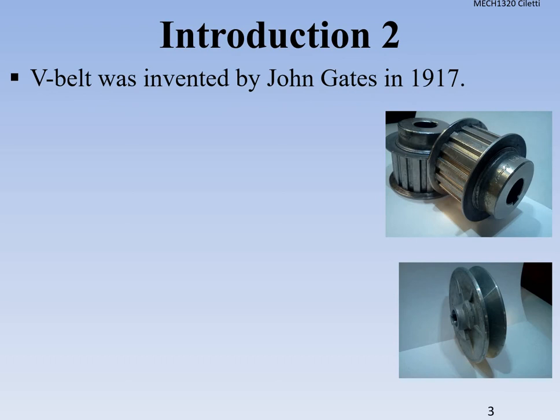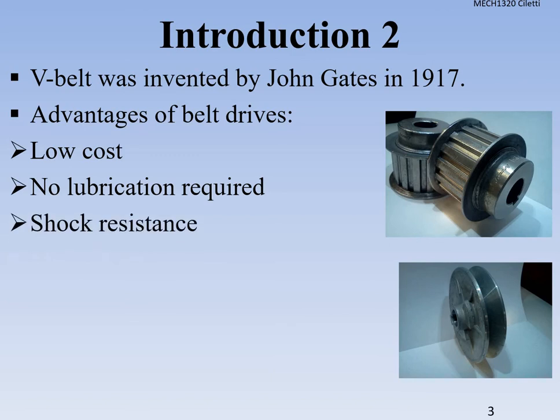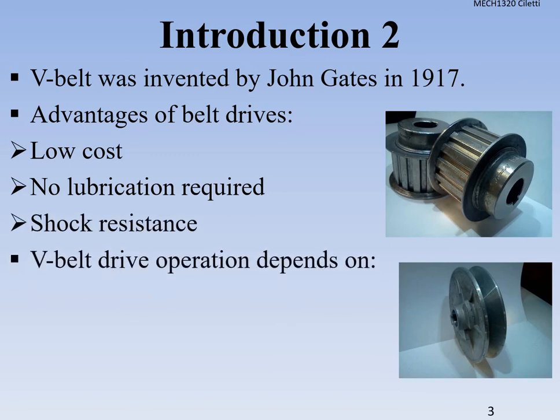What's shown here on the side, those are some different types of sheaves, just how you know those relate. So, main advantages of belt drives: low cost, we don't have to do any lubrication, they actually use friction, so we kind of want friction in those cases, and they're shock resistant. A V-belt drive operates on tension, so we're going to do some tension calculations when we do those. Understanding that we're using friction to pull the belt around, and we're using tension for those calculations.